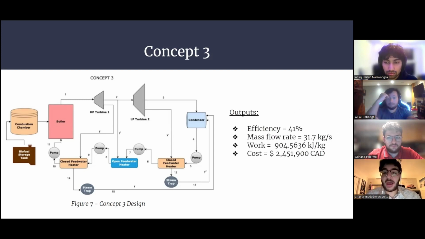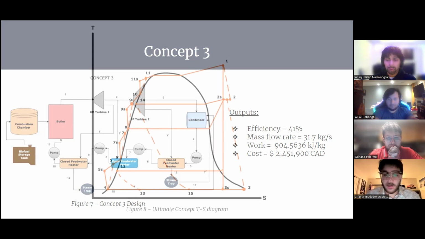So a couple of outputs after doing meticulous calculations for concept 3, we came out to an improved efficiency of 41%, a mass flow rate of 31.7 kilograms per second, a work of the cycle being 904.56 kilojoules per kilogram, and a cost slightly above concept number 2 at 2.451 million Canadian dollars. So we can see a gradual little increase in our cost, but it kind of works, as we can see our efficiency increases, although the price is a little bit higher. The trade-off for our efficiency is something that is sought after for our project. Therefore, adding these pumps did change our cost a little bit, but the trade-off is much better as our efficiency is increased.